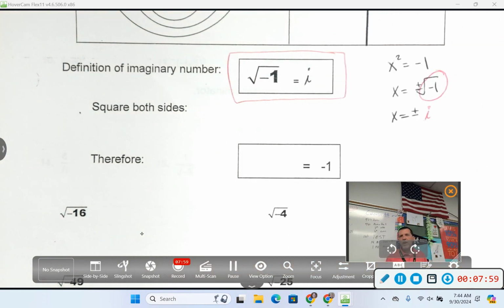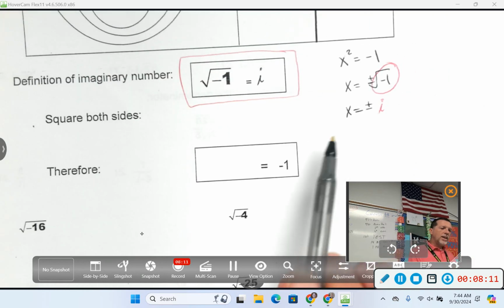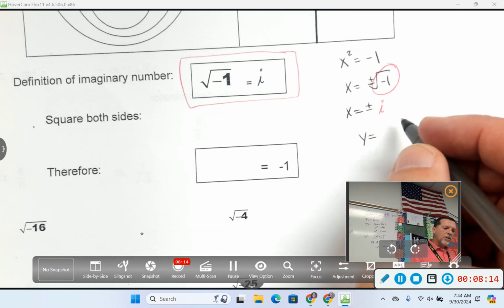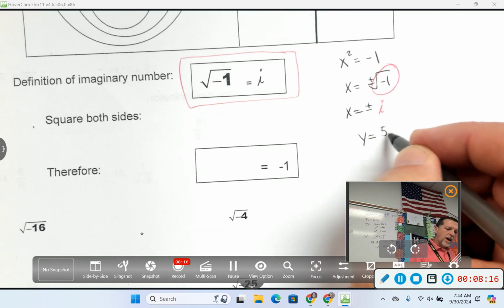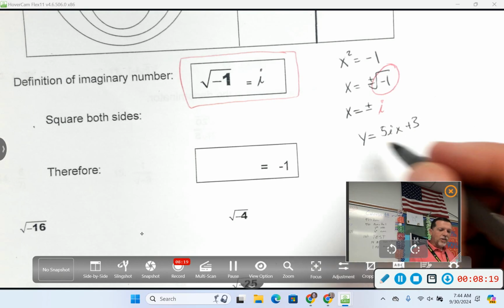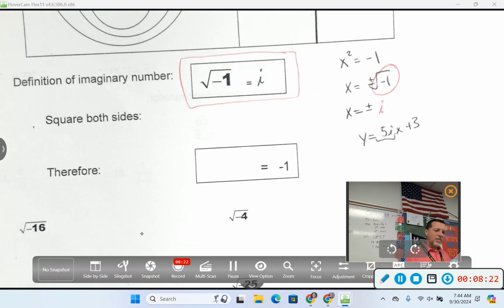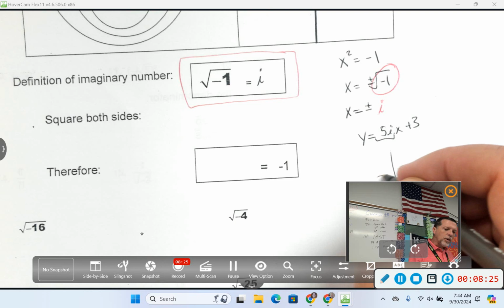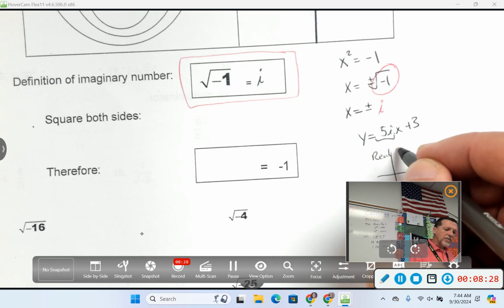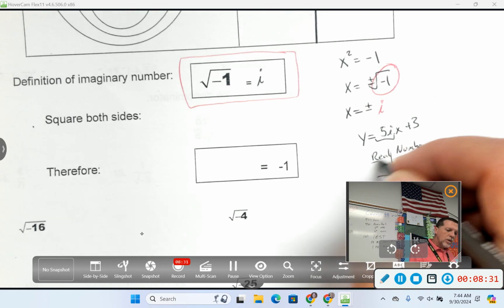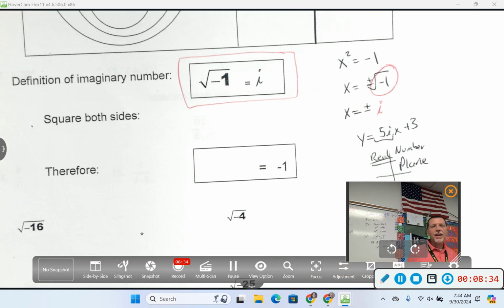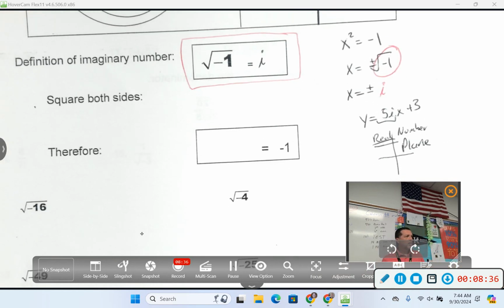So that's one where if you can't figure out where it comes from, that's an okay place to be because it was just made up. So then what if that happens in like a slope equation or something like that? Like a parabola equation? That's a good question. If you had 5ix plus 3 and you're like, oh, the slope is 5i, that doesn't really make sense, because this is a real number plane. We don't really say that very often. So that real number plane can't handle imaginary numbers. It's a good question, we just don't deal with it.